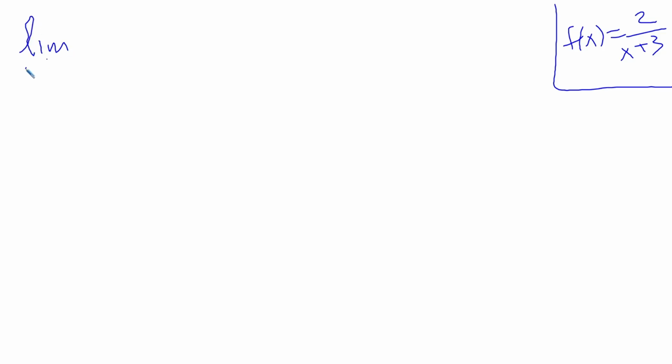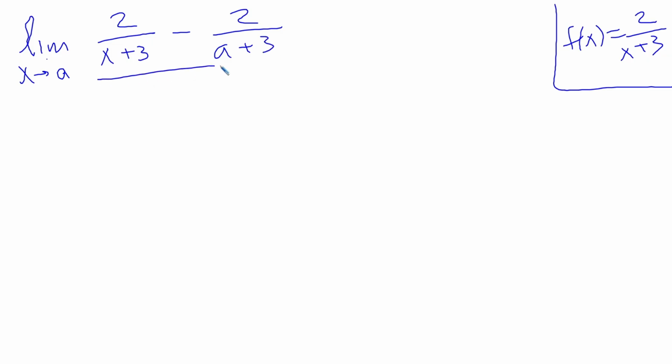Making our way to the end here. We've got f of x is 2 over x plus 3. And so if we're looking at that, and we're going to do a limit as x approaches a of f of x minus f of a all over x minus a.